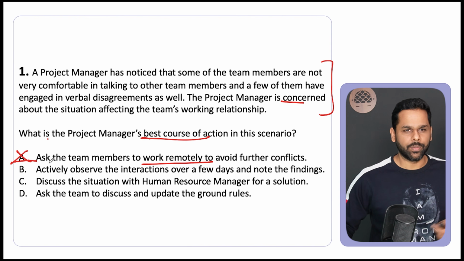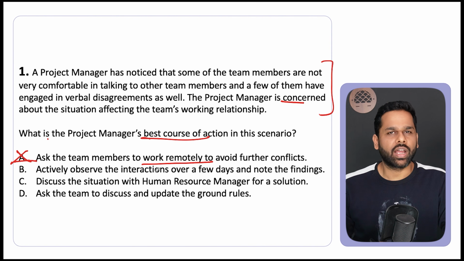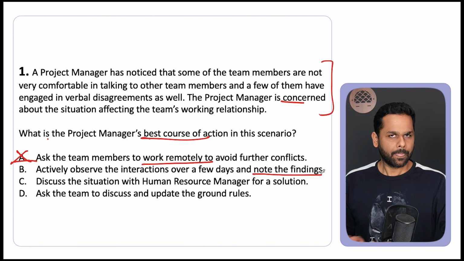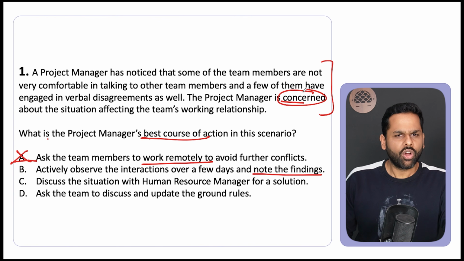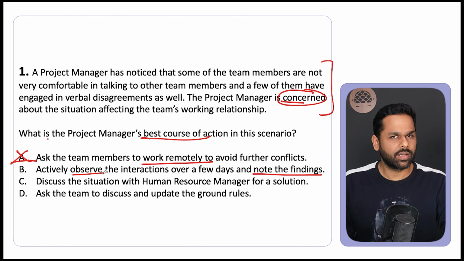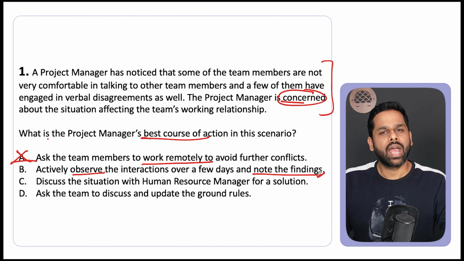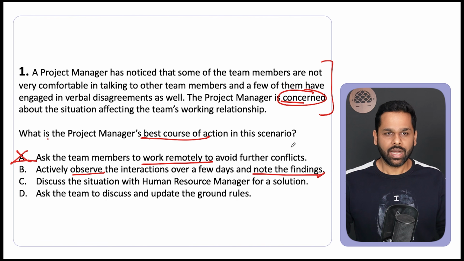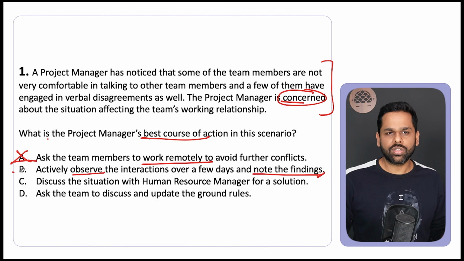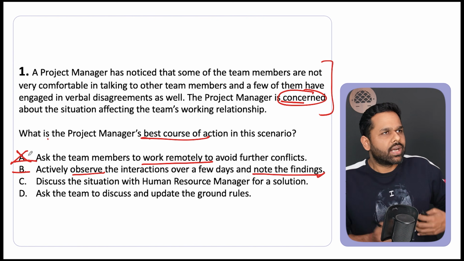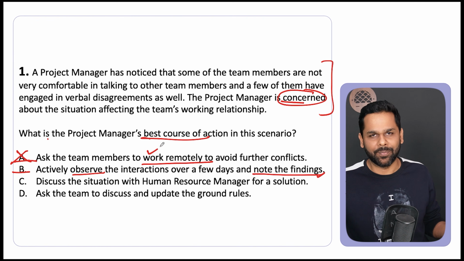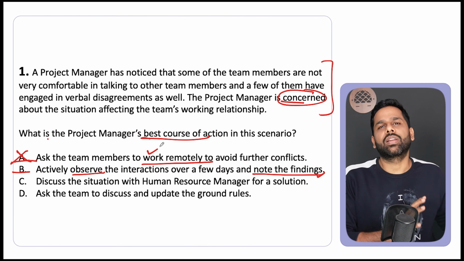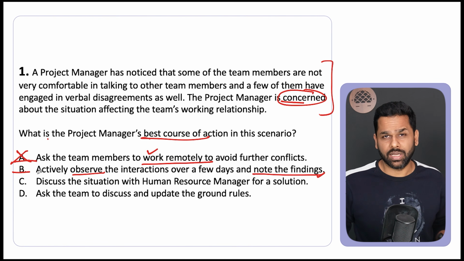Then we go to B. Actively observe the interactions over a few days and note the findings. So if you're concerned, observe, see what's happening, note down the findings, and if your concern is validated, then take action, then take decisions. As you now see, B looks much better than A. Why would I suddenly ask everybody to start working remotely? Rather than that, I would want to verify my concern. And that's what option B is talking about.